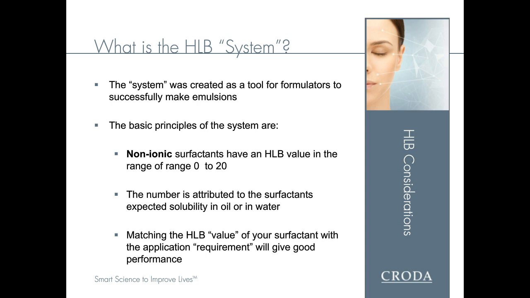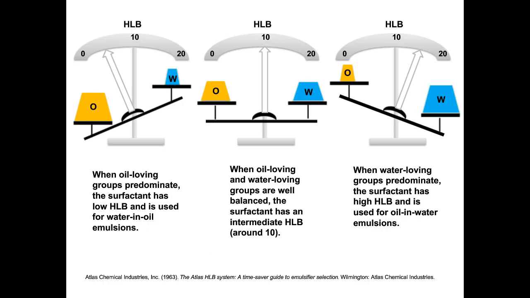The actual HLB values, what do they mean? Scales are used in the figures to help demonstrate the differences in HLB values. As seen in the figure on the left, if the HLB value for the surfactant is below 9, then there are more oil-loving groups than water-loving groups, and the surfactant is lipophilic. If the HLB value for the surfactant is above 11, as seen in the figure on the right, then there are more water-loving groups than oil-loving groups, and the surfactant is hydrophilic. If the HLB value is between 9 and 11, then the water-loving and oil-loving groups are balanced, as shown in the figure in the middle. Lipophilic surfactants with HLBs below 9 are used for water and oil emulsions, while hydrophilic surfactants with HLBs above 11 are used for oil and water emulsions.